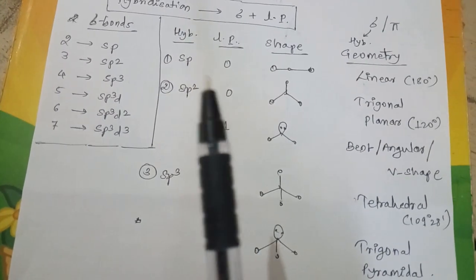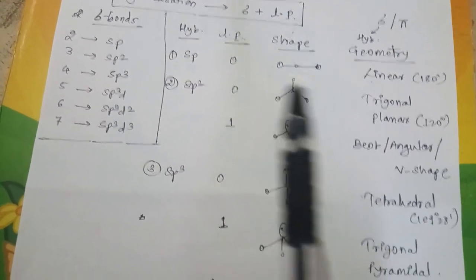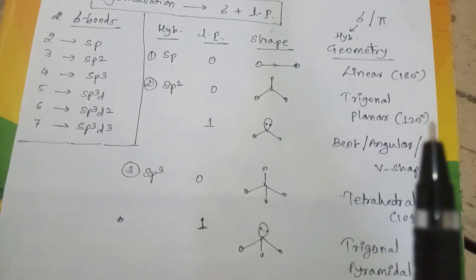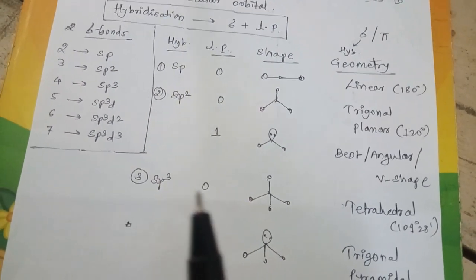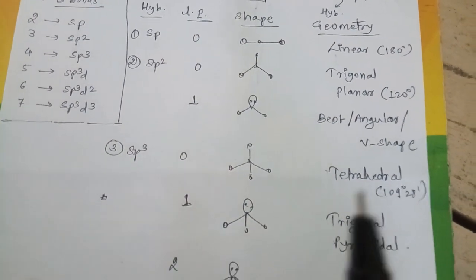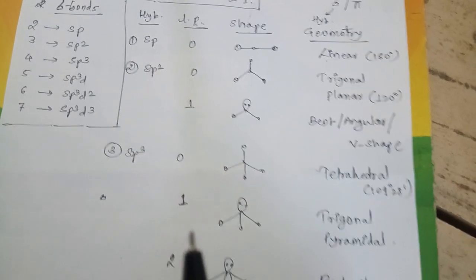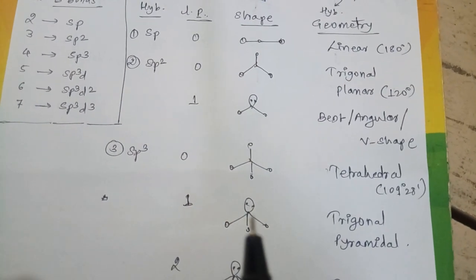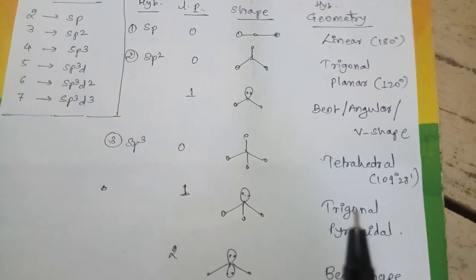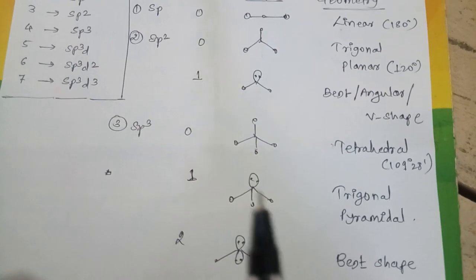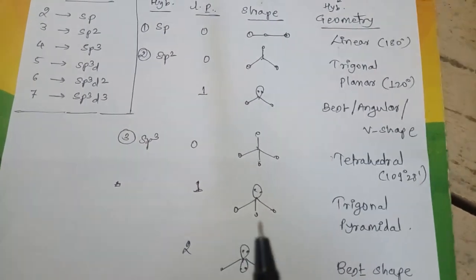So here in the sp hybridization, with the absence of lone pairs of electrons, the bond angle is 180 degrees, sp2 is 120 degrees. In the sp3, in the absence of lone pairs of electrons, 109 degrees 28 minutes is the bond angle. In the presence of one lone pair of electrons in the sp3 hybridization, the geometry is trigonal pyramidal. It looks like a pyramid and it is a trigonal shape.